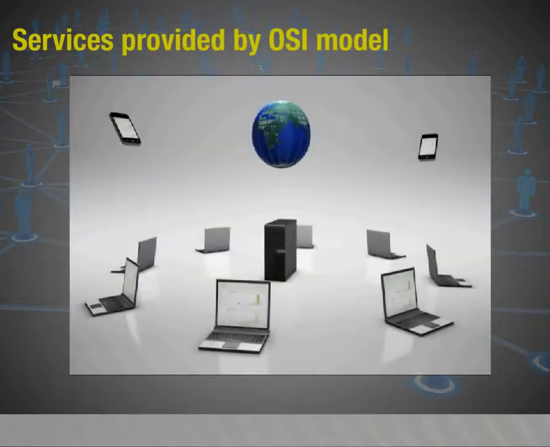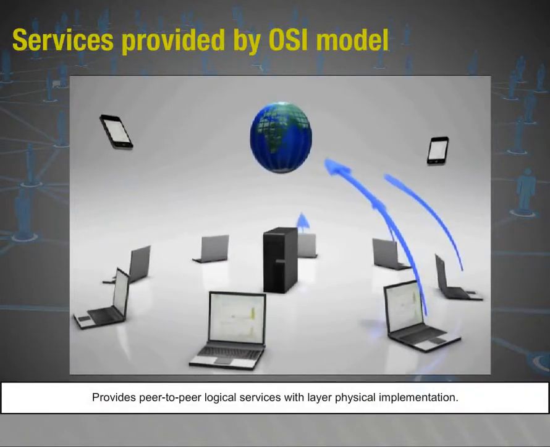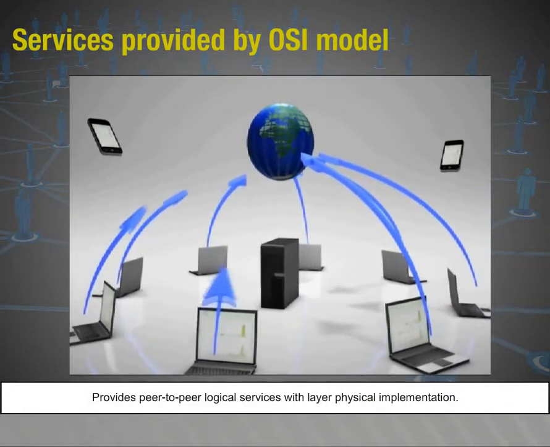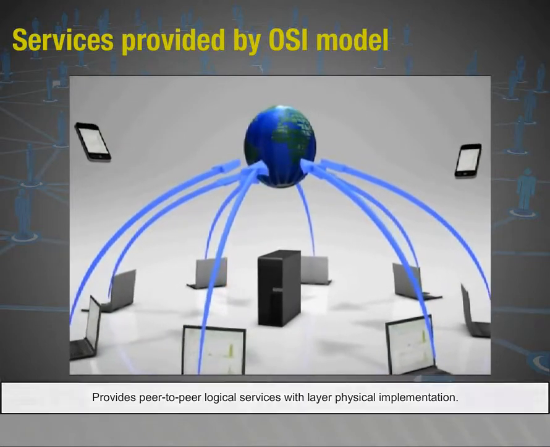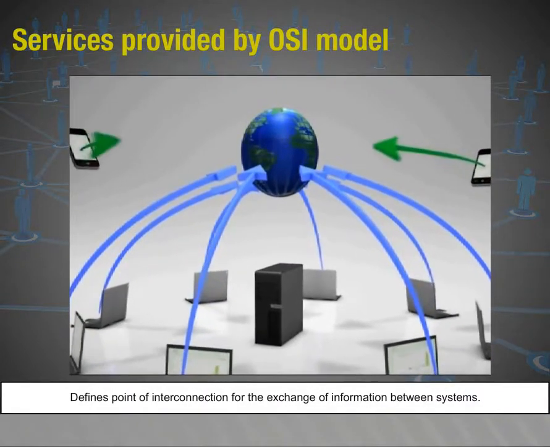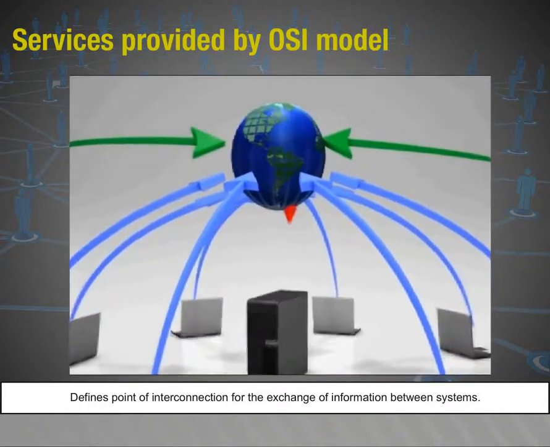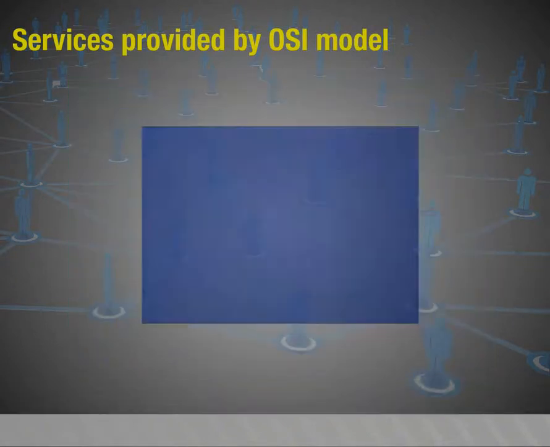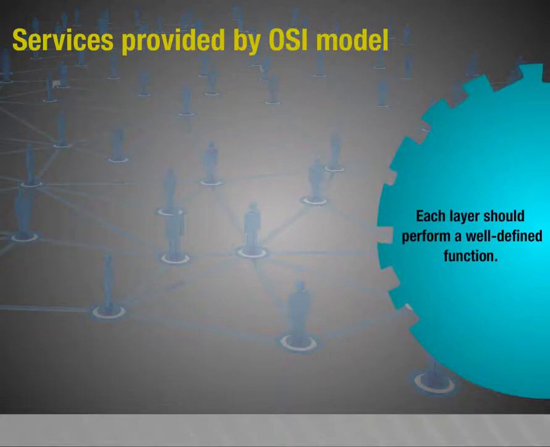Services provided by the OSI model. It provides peer-to-peer logical services with layer physical implementation. It provides standards for communication between systems. It defines points of interconnection for the exchange of information between systems. Each layer should perform a well-defined function.